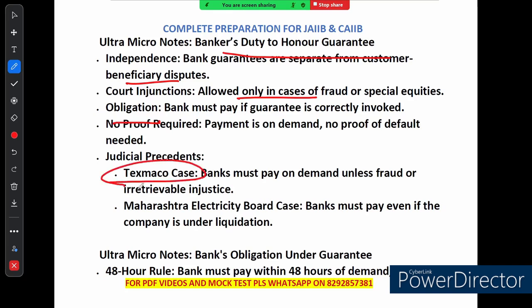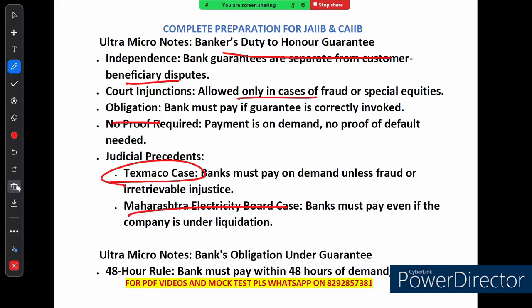Now you can see in the Tata Macro case, it was ruled that the bank must pay on demand unless there is a fraud or irretrievable injustice. Remember it. There are two cases, right? The first is when there is a case of fraud or special circumstance. And in the Maharashtra Electricity Board case, even if the company goes into liquidation, the bank is still required to pay.